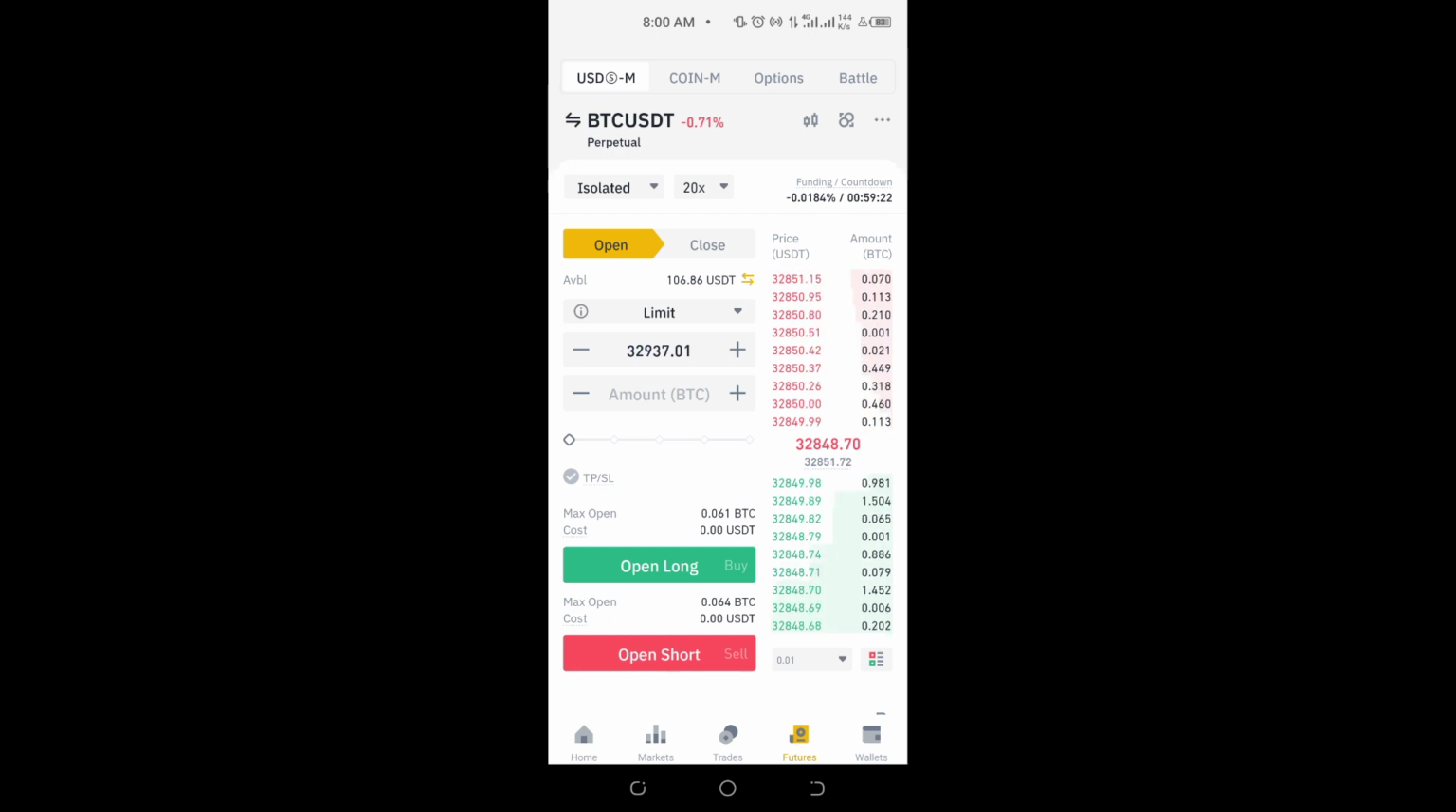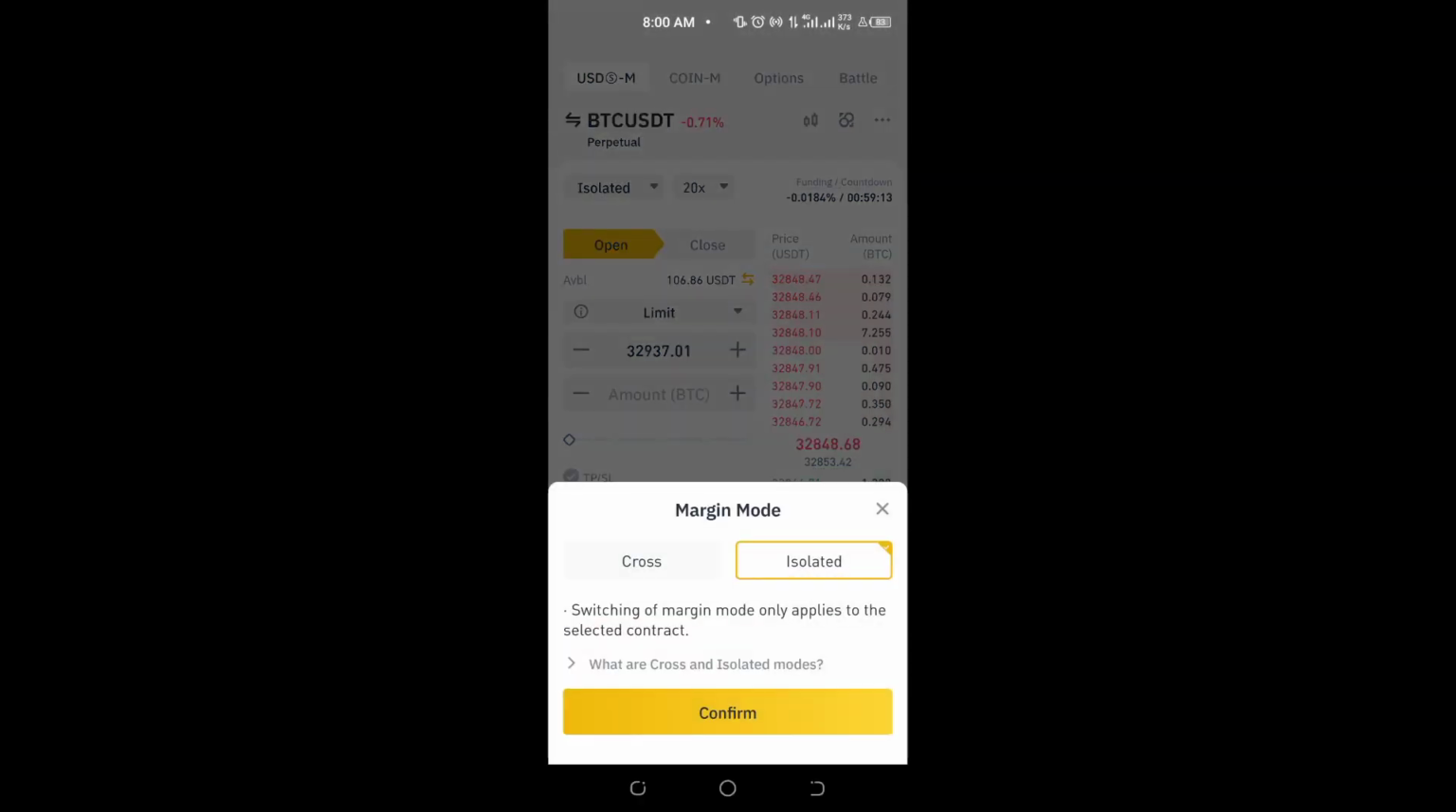All right, so at the top of your screen, you see what is called isolated. Click on the drop down. Now when you want to trade crypto, they say switching of margin mode only applies to the selected contract. When you are on isolated, it means that your account is being risked only to the open trade.